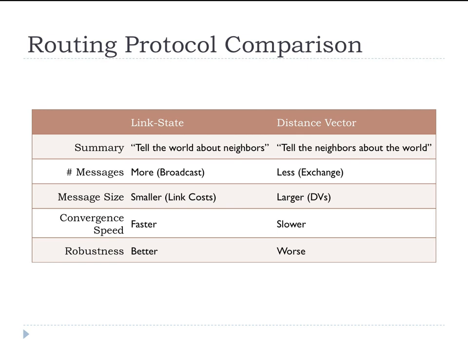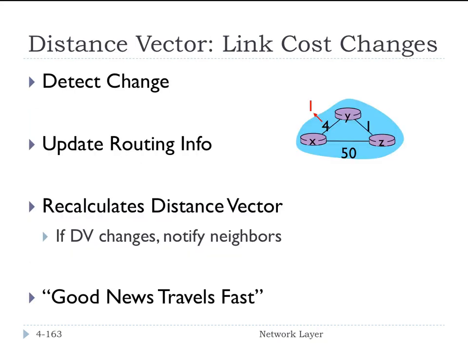On the next two slides, we're going to talk a little bit about why and how distance vector is bad at adapting to change. So if the link cost changed, or if this 4 goes to a 1, this is the book's example, we need to detect that change and then update our routing information. We then have to send that out to our neighbors, right, so that they know about this new, better path.